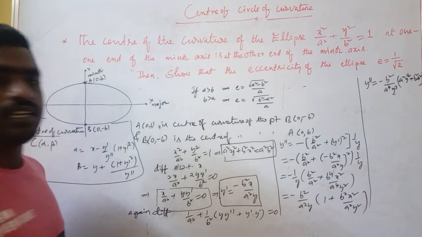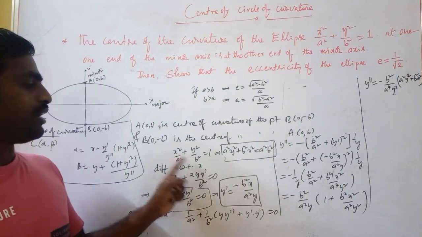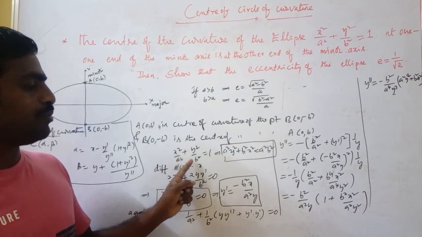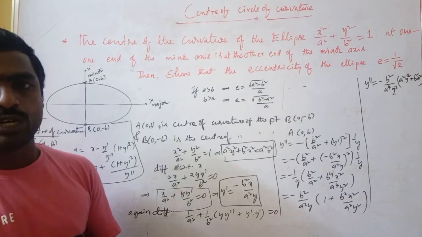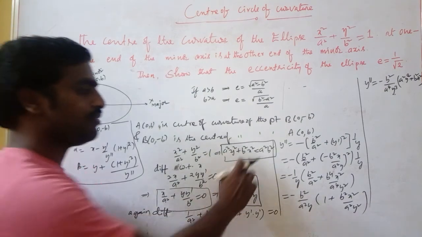I want to take the LCM. So after simplification of that LCM, what will happen? a square into b square plus x square into a square into x square into b square plus a square into y square equal to 1. The denominator is a square into b square. So the denominator shifts to the right side, and you get this equation, which is the given one.